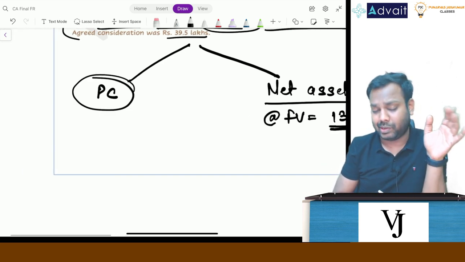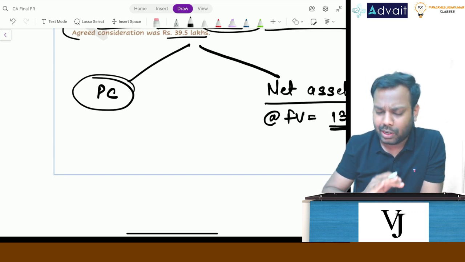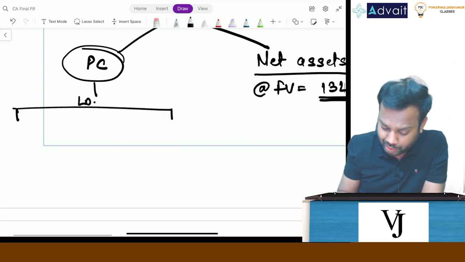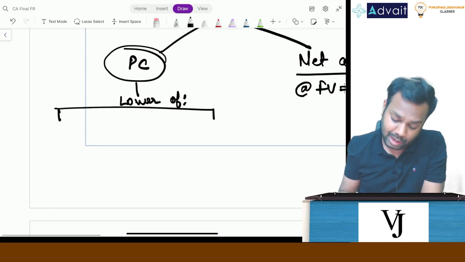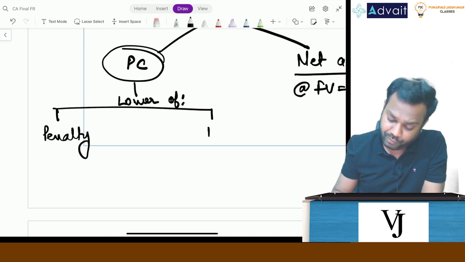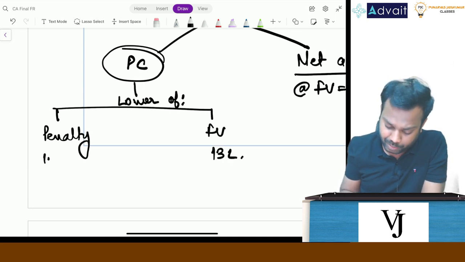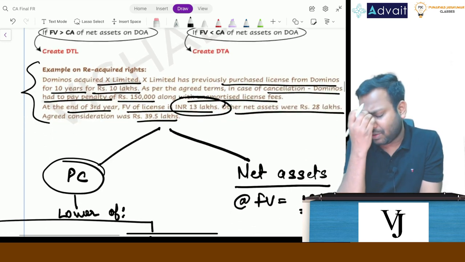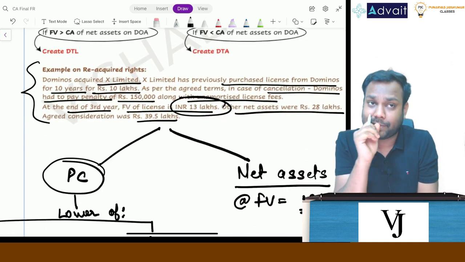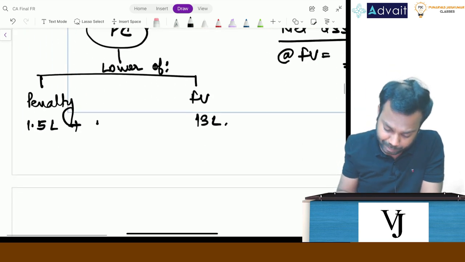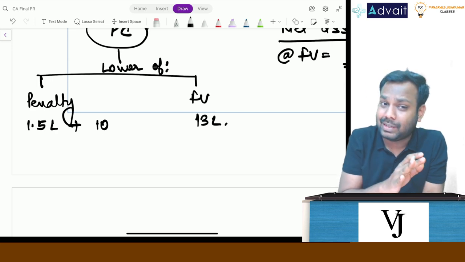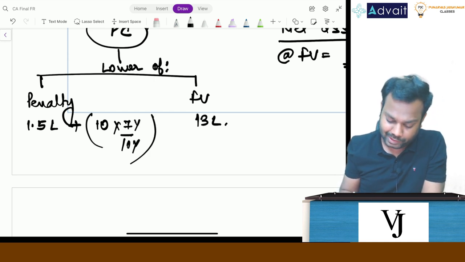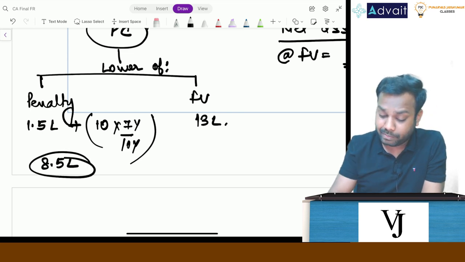Now comes the challenge in the purchase consideration. Though we have already discussed it, I am discussing it here again so that you get a holistic view of things. In purchase consideration, if you can recall, we will consider the lower of the penalty amount and the fair value. Fair value is 13 lakhs. Now, what is the penalty? Penalty is 1.5 lakhs plus the value of unamortized license fees. What was the license fees that X Limited paid? 10 lakhs, out of which 3 years was amortized, meaning unamortized for 7 years. So it becomes 7 lakhs. So it is 8.5 lakhs. Which is lower? This is lower.